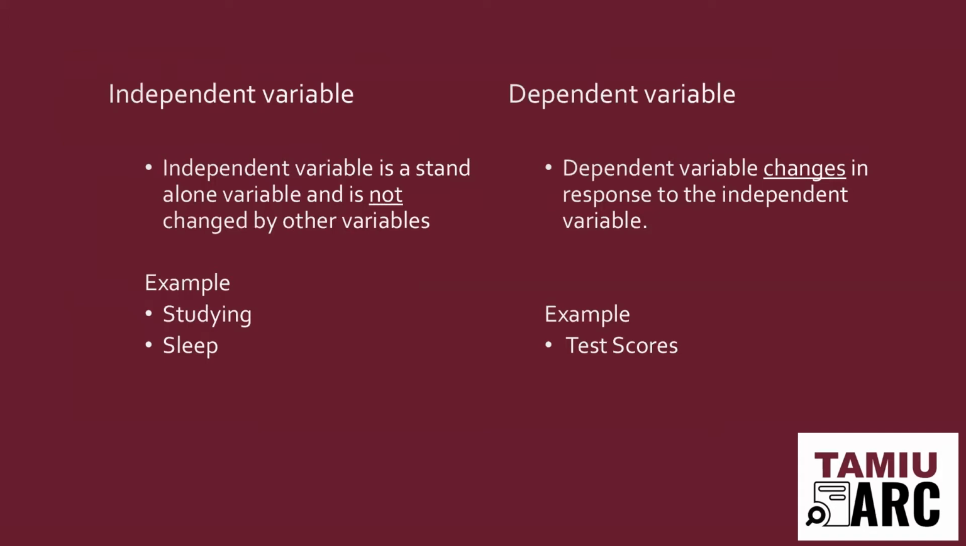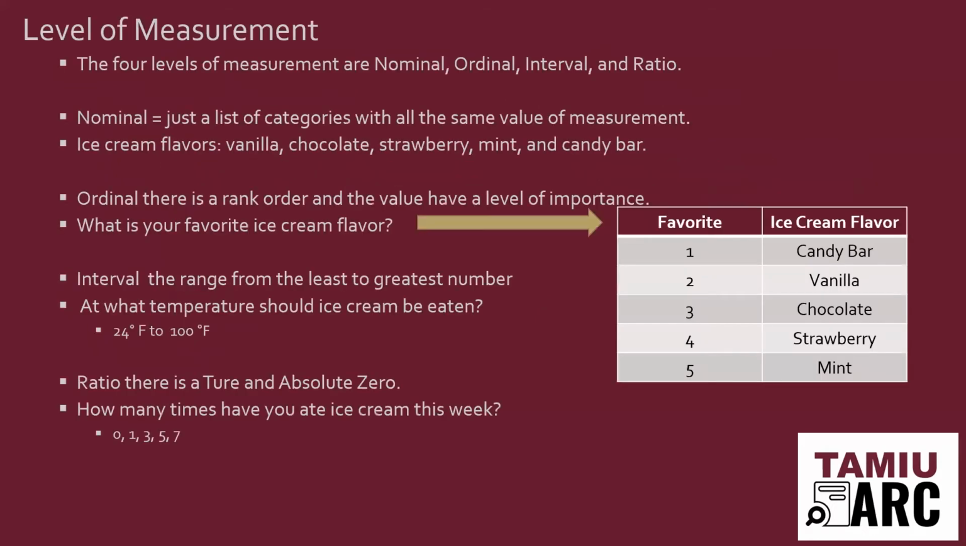Next, I want to go over the concept of independent variables. An independent variable is a standalone variable that does not change by any other variable, whereas our dependent variable changes in response to the independent variable. For example, the independent variable can be the hours that you study and its effect on the test score or grade that you get as a result. Also, we can have two independent variables, such as studying and sleep, on the dependent variable of test scores.